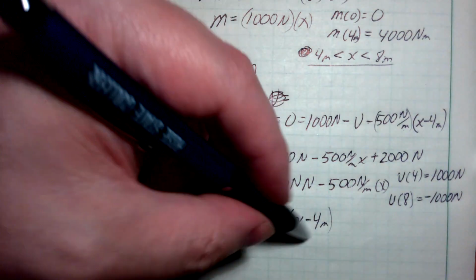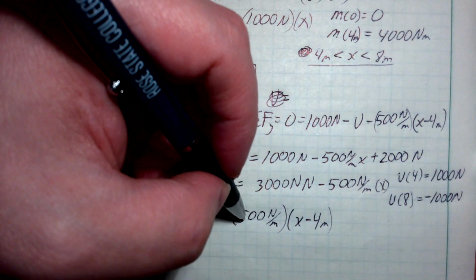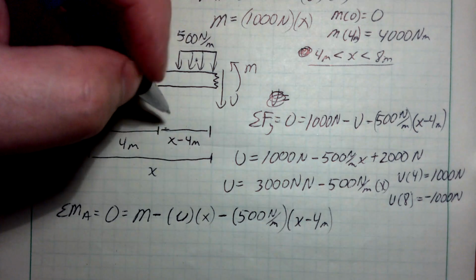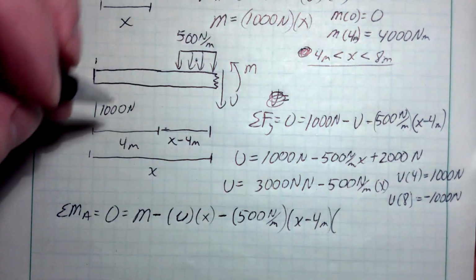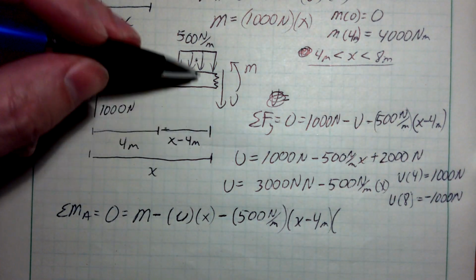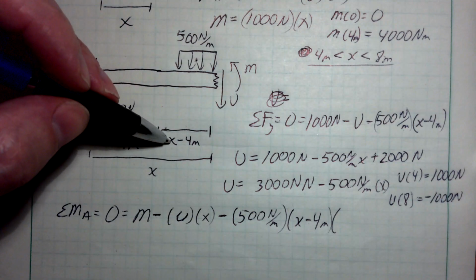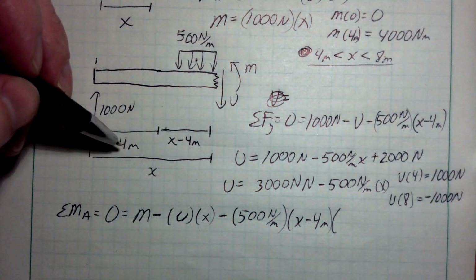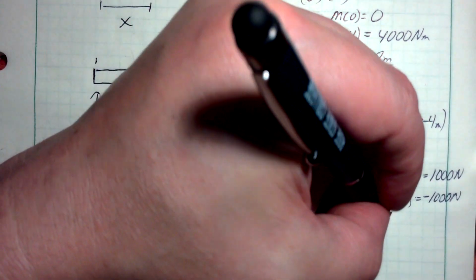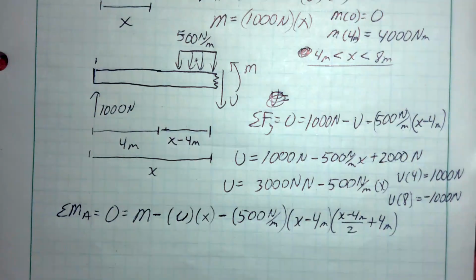That's the force. This is force per distance times distance. This gives me the force. And I need to find where it's located. Where it's located, it's going to be half of this little distance here. It's going to be right here in the middle. So it's going to be (x minus 4 meters) over 2 plus this 4 meters.